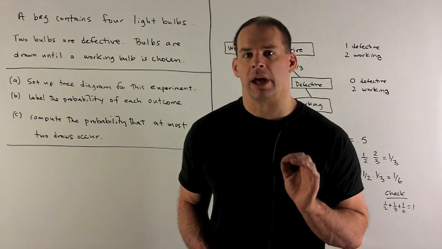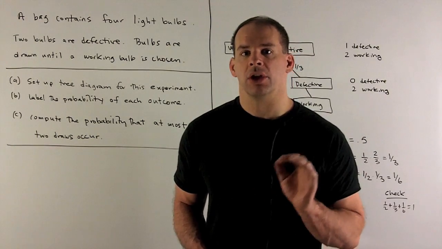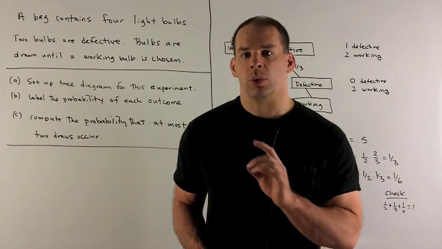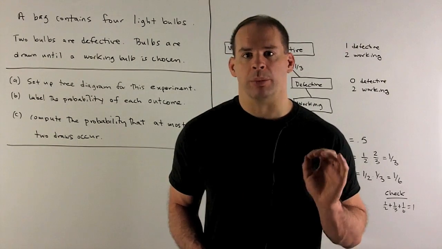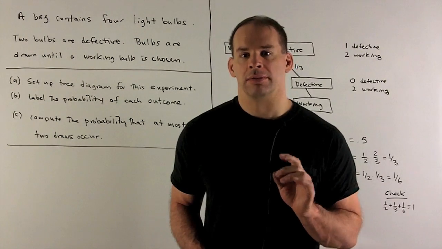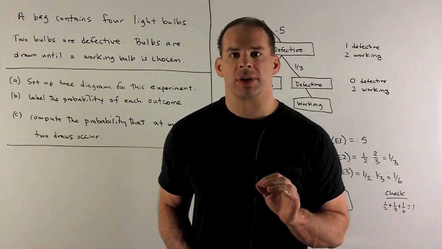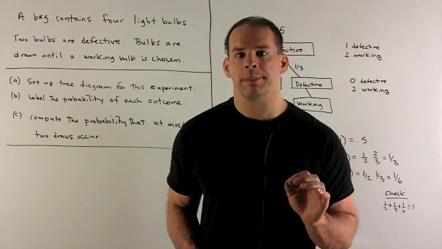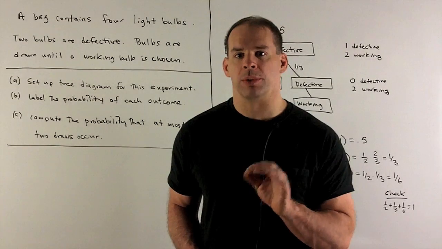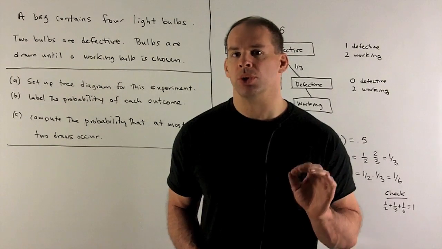A bag contains 4 light bulbs. 2 are working, 2 are defective. We draw bulbs one at a time without replacement until we get a good bulb. First, set up the tree diagram for this experiment. Then, compute the probability of each outcome. Then, compute the probability that at most 2 draws occur.